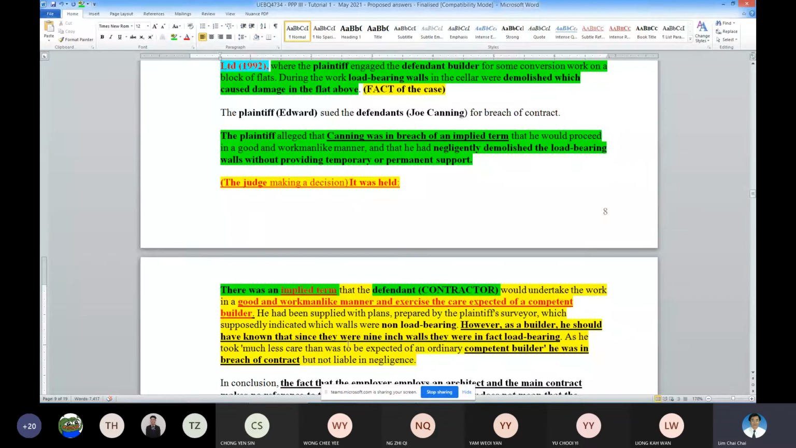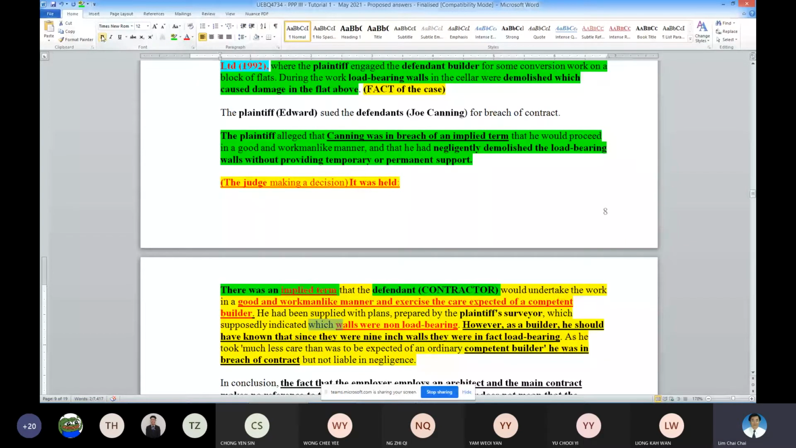Okay. So now you look at the situation. What is the problem here? There are walls that are non-load bearing and there are walls that are load bearing. The survey, meaning the drawing prepared by the architects or the designer, supposedly indicates which walls are not load bearing and which walls are load bearing. So this is the situation.